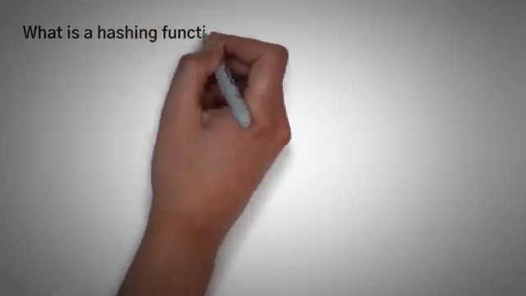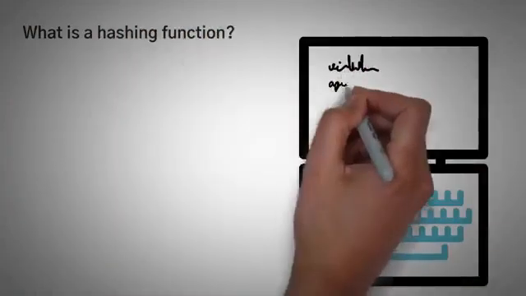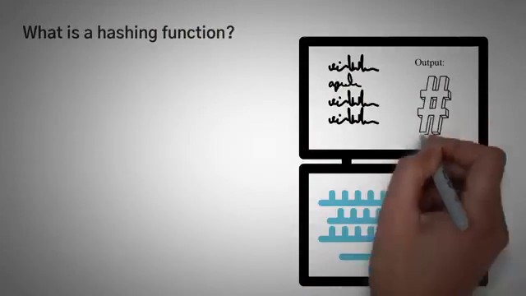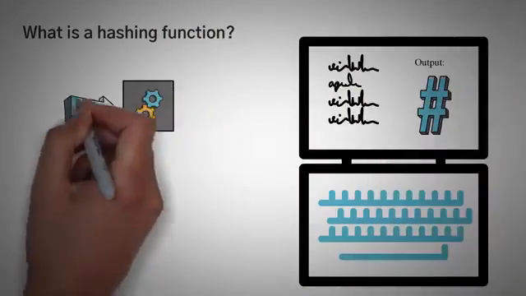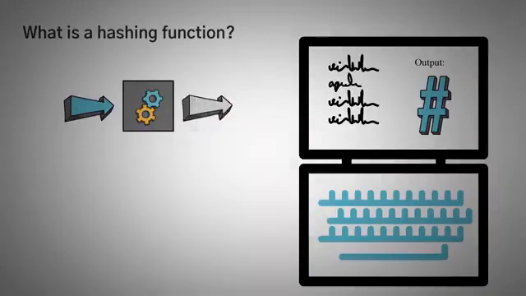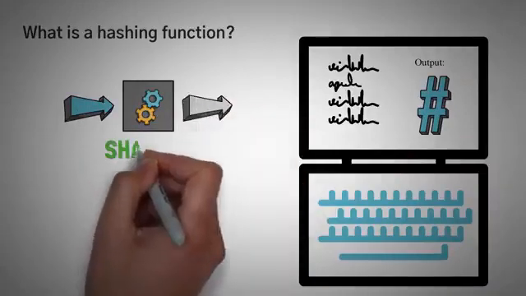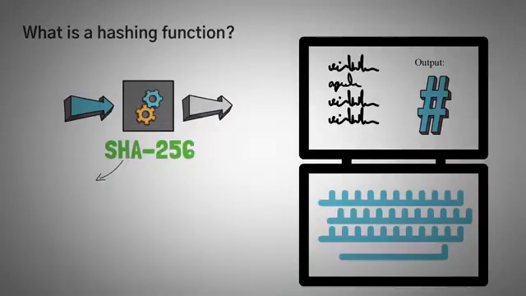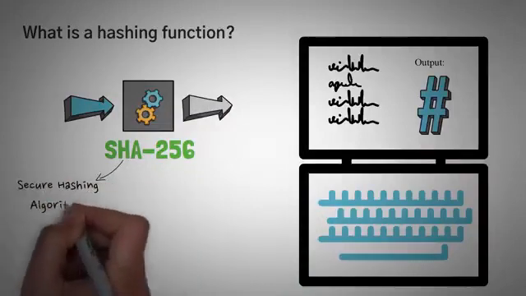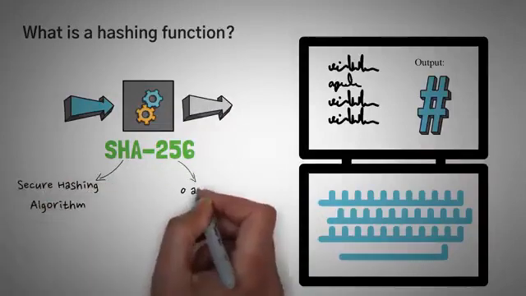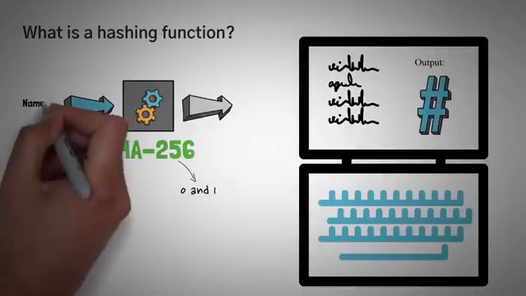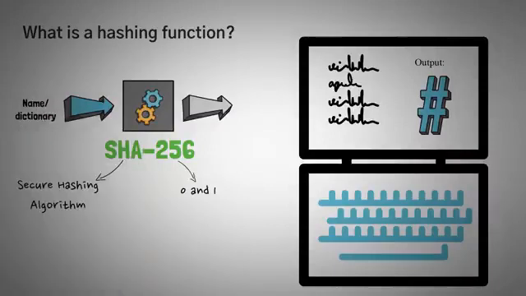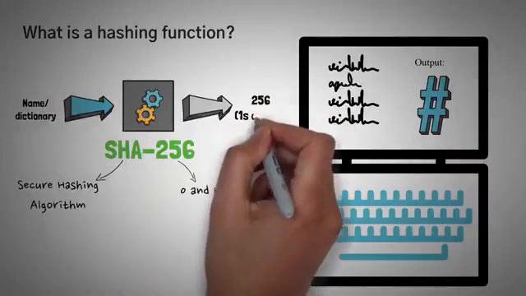So the next big question is, what is a hashing function? A hashing function is a system where you can put something into it and it'll output a hash. Now there's a ton of math happening inside this magical black box, but essentially you give it something and it gives you something. In this case, Bitcoin uses the SHA-256 hashing function. SHA stands for Secure Hashing Algorithm, and 256 refers to the amount of zeros and ones that it has in whatever it puts out. So whether you put in your name or the entire dictionary, it'll always output 256 zeros and ones.